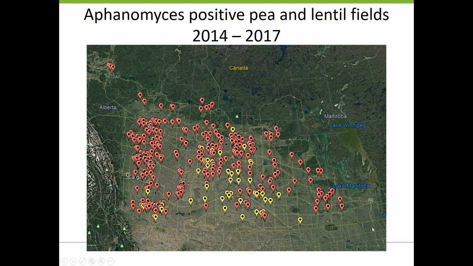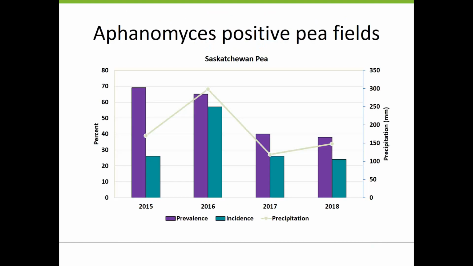And now I'll break it up into what we saw over different years. So these are the Aphanomyces positive pea fields that were detected in Saskatchewan from 2015 to 2018. What I've done here is shown prevalence, so that's the percent of fields that were positive for Aphanomyces. We see those in the purple bars, and then the blue bars here is the percent incidence, or the percent of samples that were positive for Aphanomyces.